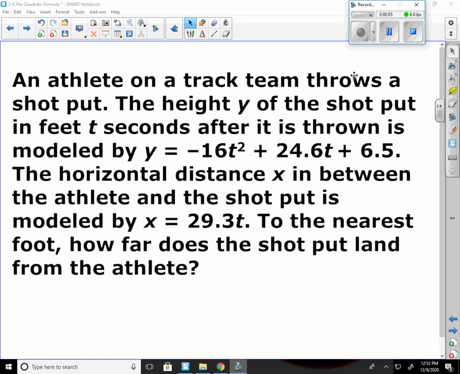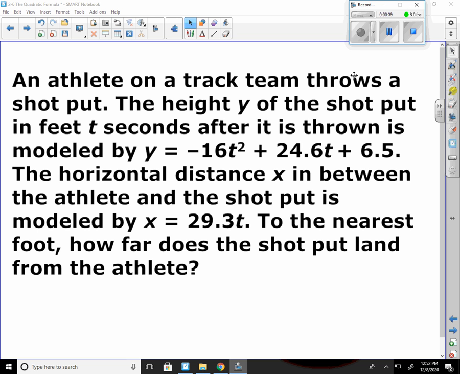Okay, today we're going to learn about some word problems. The first one that we have up is an athlete on a track throws a shot put. The height y of the shot put in feet t seconds after it's thrown is modeled by the equation y equals negative 16t squared plus 24.6t plus 6.5. The horizontal distance x between the athlete and the shot put is modeled by the equation x equals 29.3t. To the nearest foot, how far does the shot put land from the athlete?